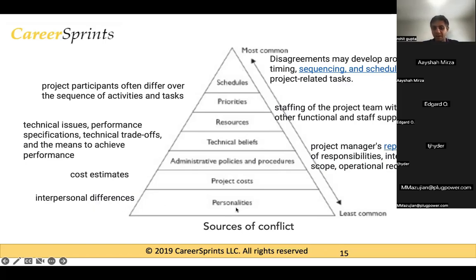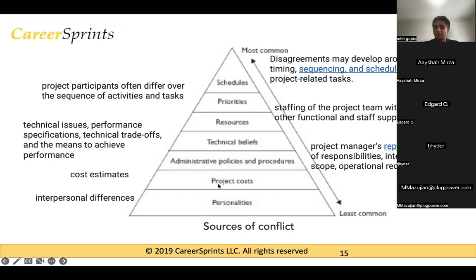So first is personalities. Now, personality could be ego clashes, it could be interpersonal differences. Maybe I just don't like someone, the way they behave or the way they act, or someone's personality may put you off. So that could be one of the reasons for personality related conflicts, which, as you can see on the scale, it is the least common.